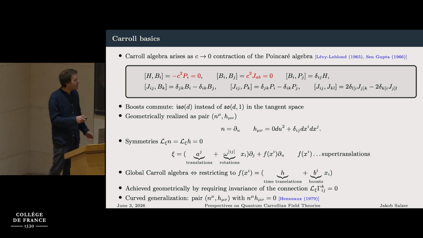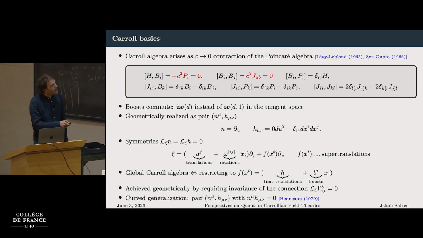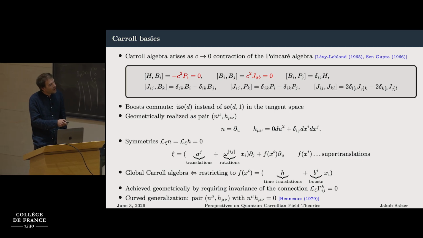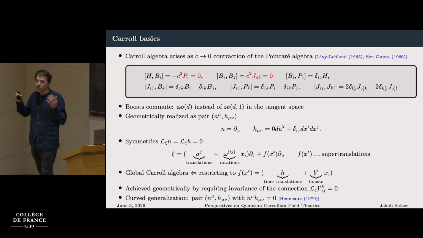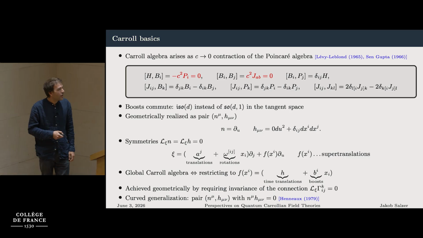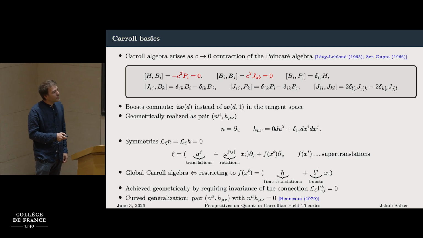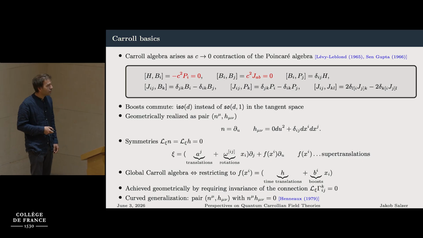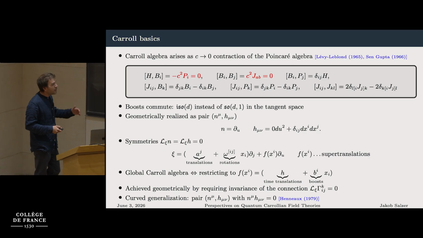And you find, as we just saw today, in the spatial part, you get translations and rotations. And in the time part, you get, in principle, a function of the coordinates. So you get an infinite dimensional algebra. These are sometimes called supertranslations. Now, this is an infinite dimensional algebra.